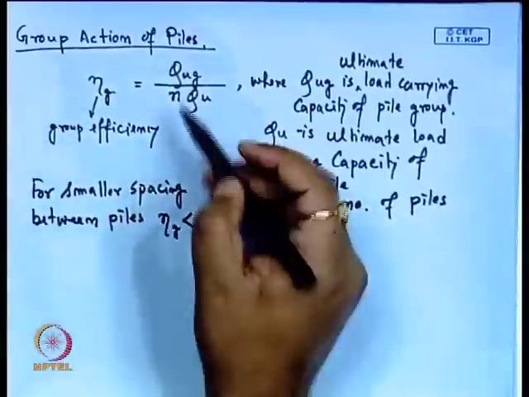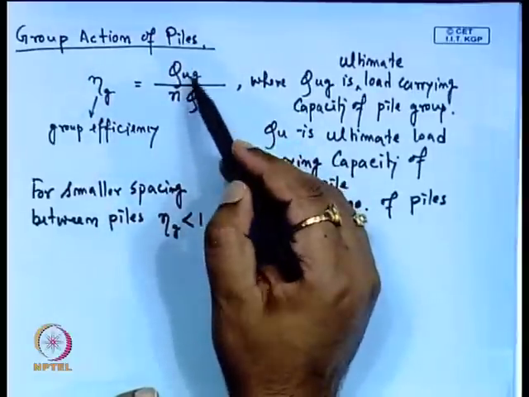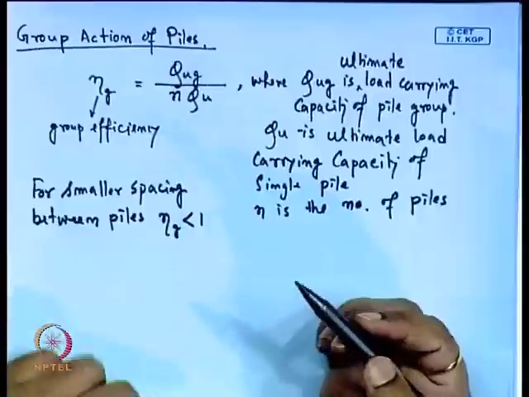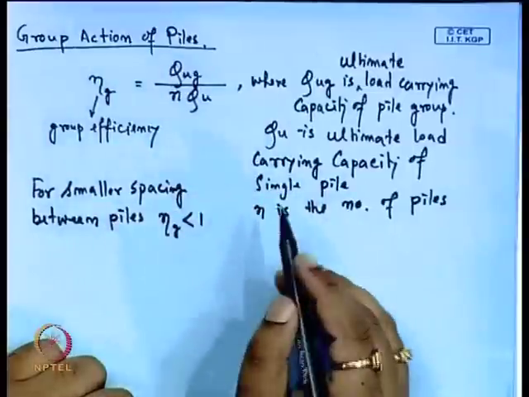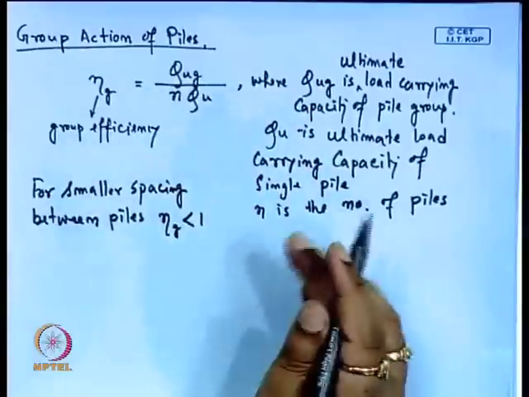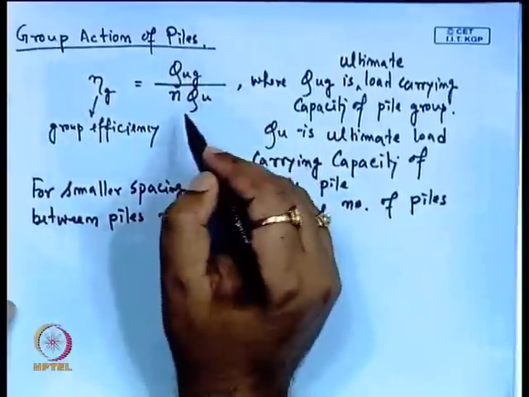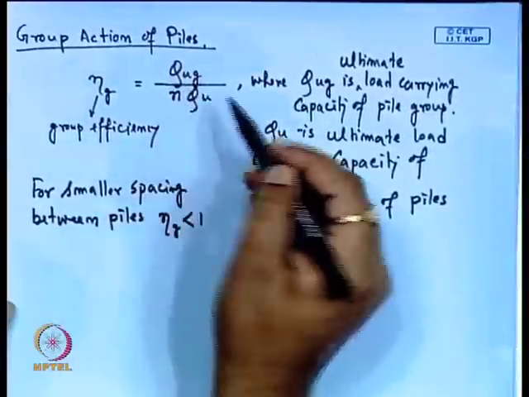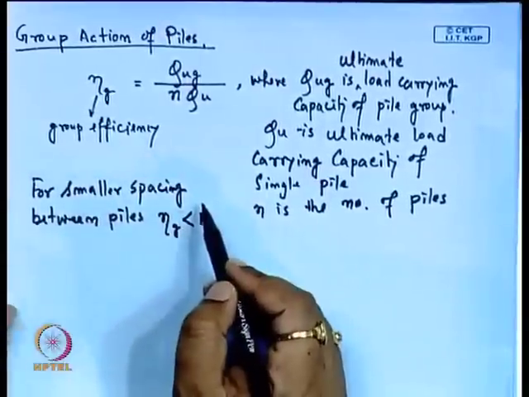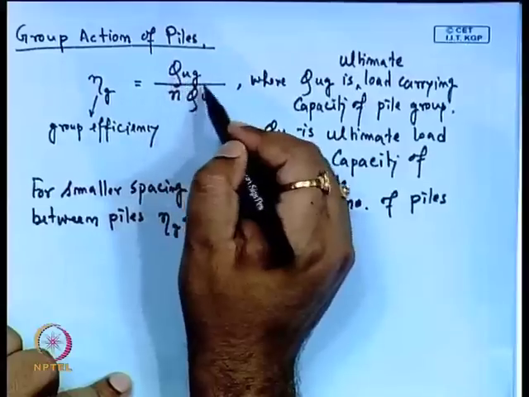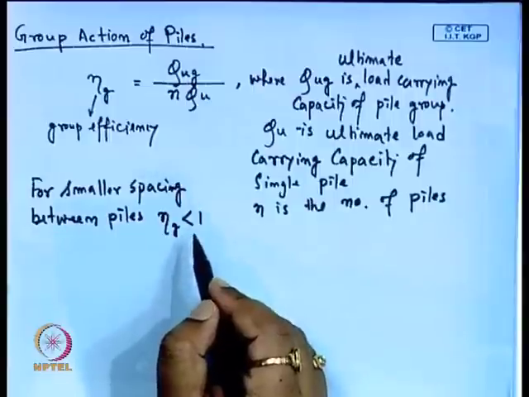So, that indicates that in a group, the piles can fail in two ways. Failure can occur as an individual pile failure, or failure can occur as a block type of failure, considering all the piles as a group that can fail as a whole. Now, if the spacing is very small, this group type of failure will generally occur, and in that case the efficiency is less than 1.